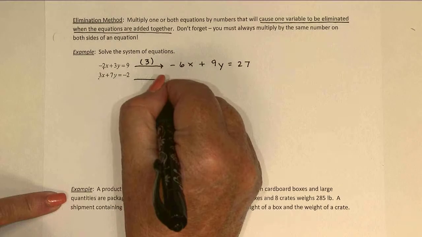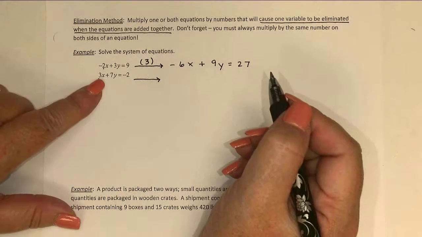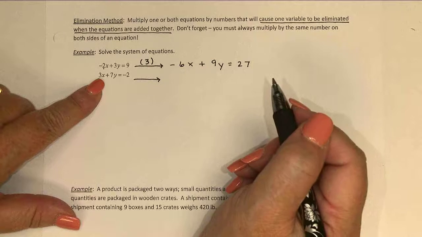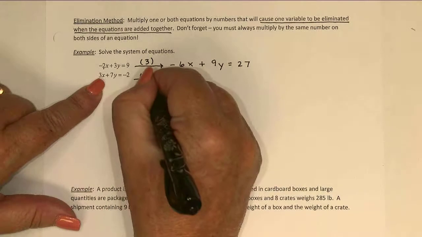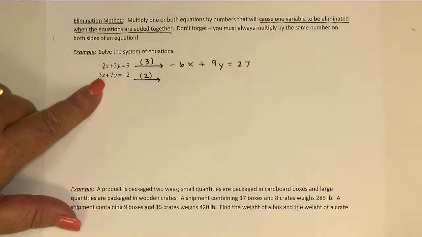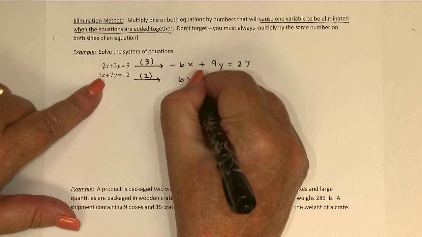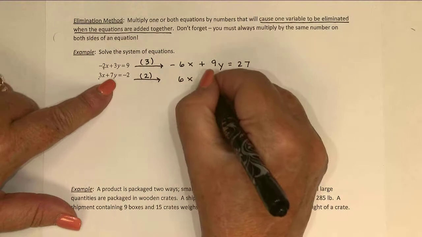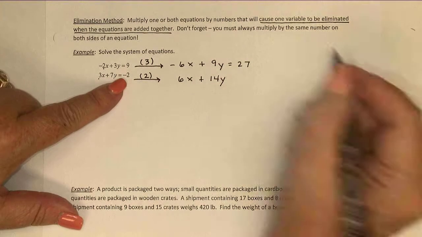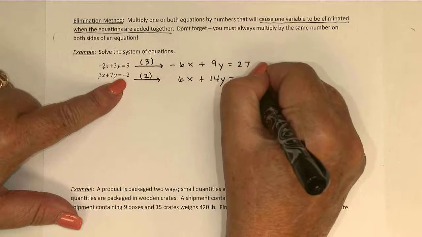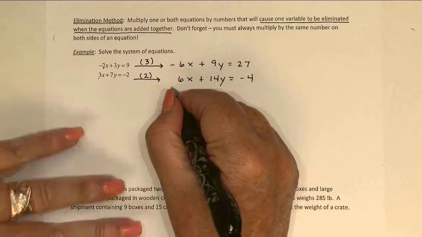In my second equation, here I'm going to try and get a positive 6 to eliminate the negative 6. And I can see that I'll need a multiplier of 2 to do that. So there's that positive 6x. Continuing to multiply, I would have the plus 14y equals negative 4.